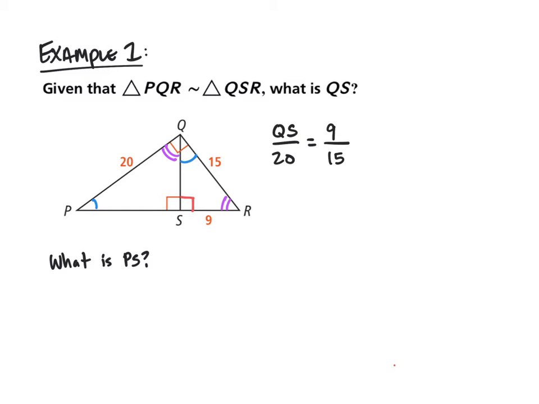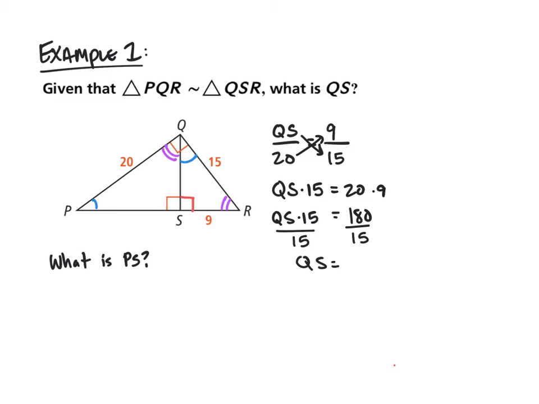And so what I now have is a proportion with only one unknown value. And so I can solve this by cross multiplying. I'm going to take the QS times 15 and say it equals 20 times 9. I just cross multiplied these two and then these two. So let's simplify 20 times 9 and make it 180. So now QS times 15 equals 180. I'm going to divide both of these sides by 15. So QS equals 180 divided by 15, and that's going to give me 12. So I now know that QS has a length of 12.